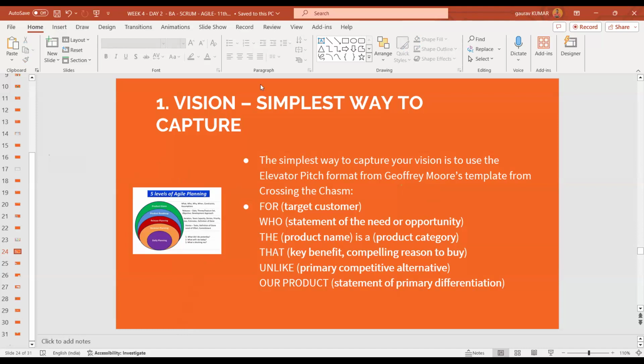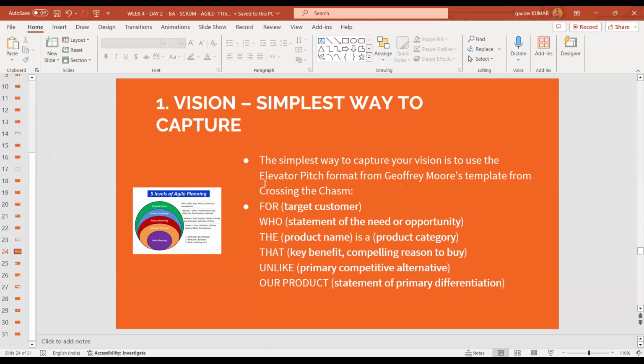The simplest way to capture your vision is to use the elevator pitch format from Jeffrey Moore, template from Crossing the Chasm. Crossing the Chasm is a book where he has introduced about a 30 second elevator pitch. So, writing this vision for your project, you decide who is the target customer, statement of the need or opportunity, the name of the product and the category, its key benefit, compelling reason to buy, unlike a primary competitive alternative, our product, statement of primary differentiation.